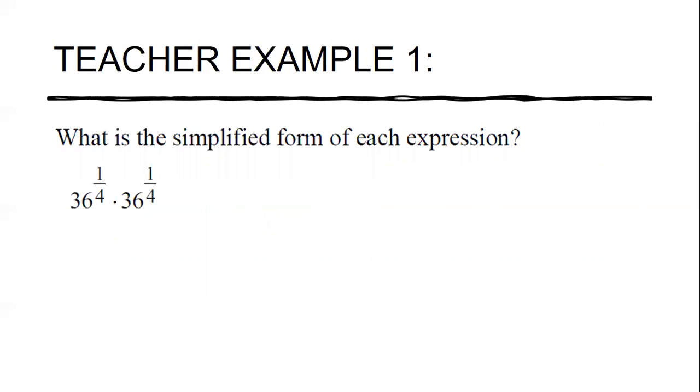So here we have 36 to the 1/4 times 36 to the 1/4. So notice that my bases are the same, right? So this can equal, using my product rule, that means that I have 36 to the 1/4 plus 1/4 power, which equals 36 to the 2/4, which equals 36 to the 1/2. So we use our product rule here for exponents.